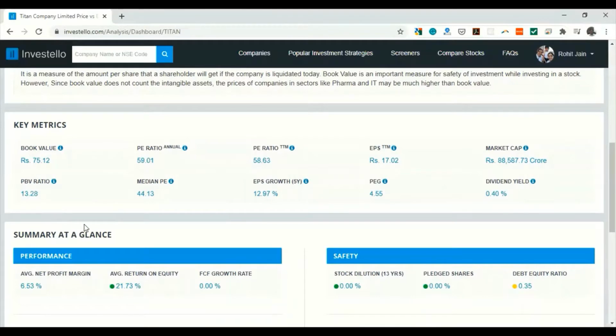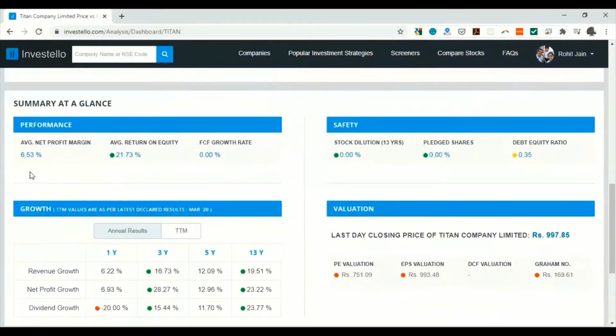In the summary at a glance section, we see that the debt equity ratio of Titan is at 0.35 and its growth has also been a bit slow during the last 1 year. We also see that we have 3 red dots and 0 green dot in the valuation section, which indicates that the company is overvalued.